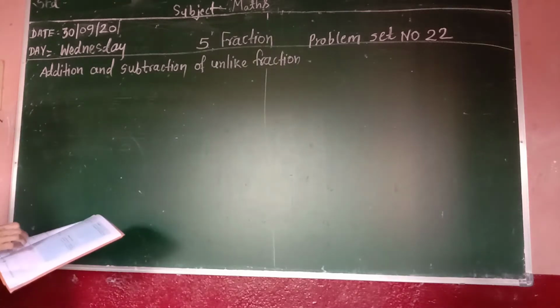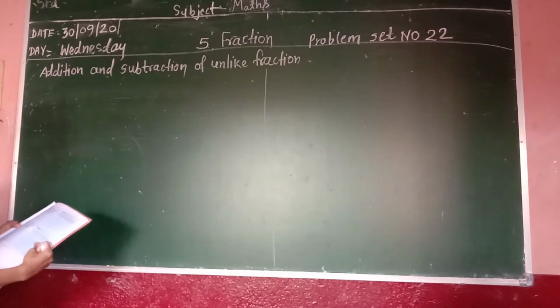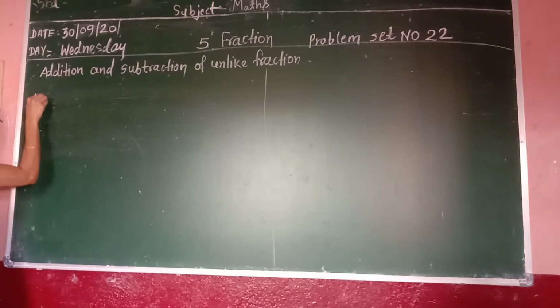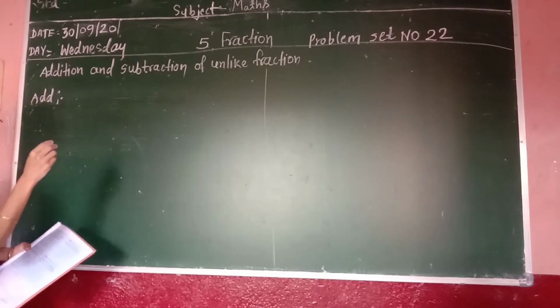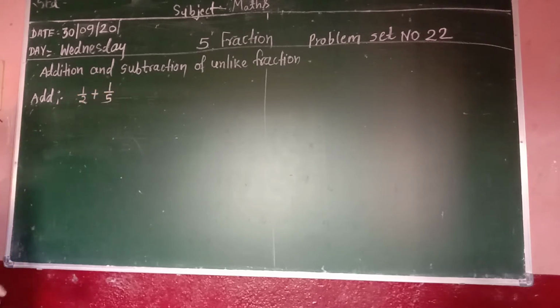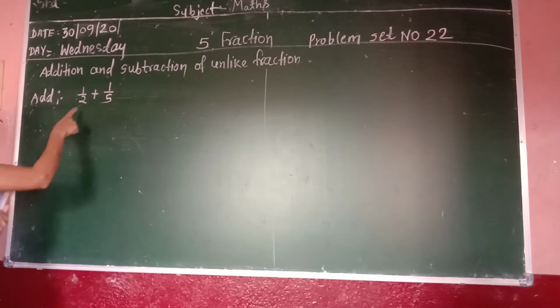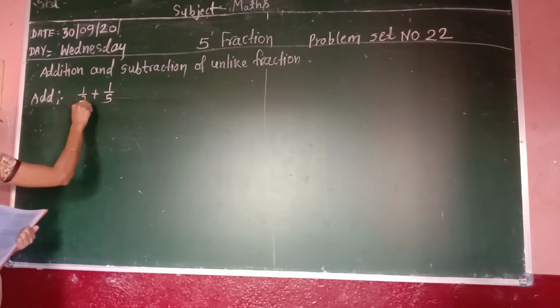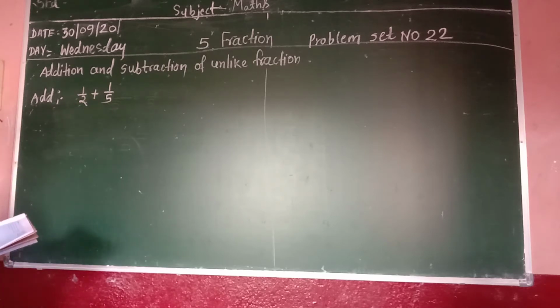For example, number 1, that is addition. The first one is 1 upon 2 plus 1 upon 5. Here are two fractions. This is an unlike fraction because the denominators are not equal. First we write the multiples of the denominators. To convert an unlike fraction into a like fraction, what did we do? We write down the common multiples.